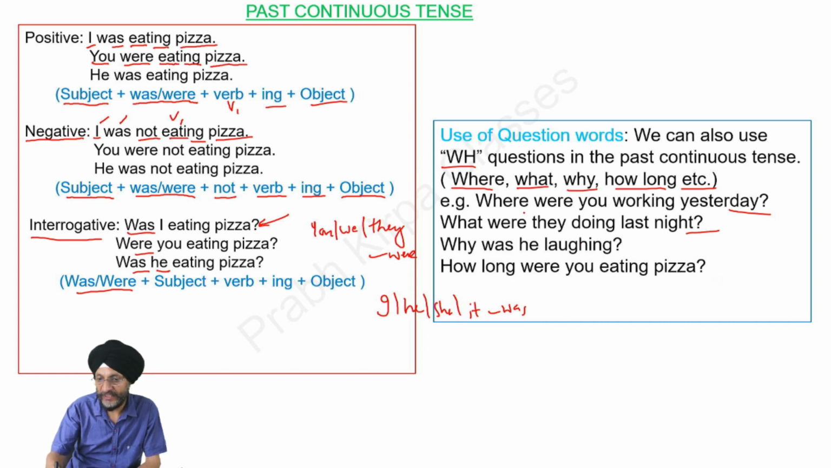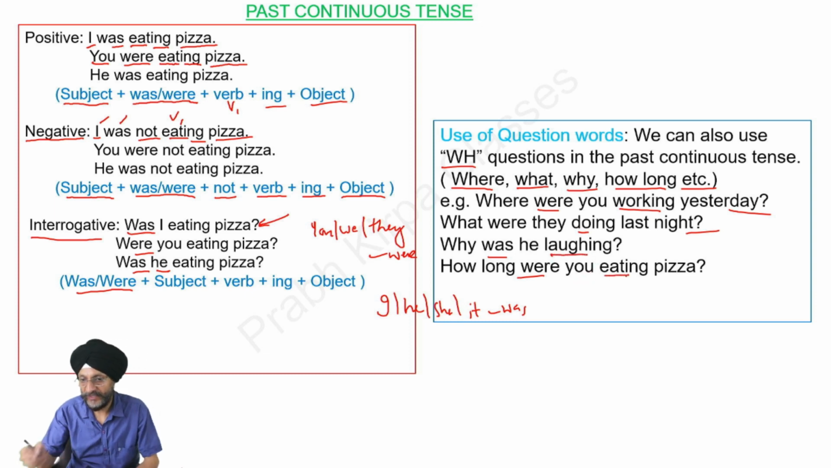Here you will see that WH questions are there. These are followed by was or were. Then comes the first form of the verb. Here you will see work, do, laugh is the first form of the verb. Then comes ing and then the object, and at the last of the sentence the question mark is there.